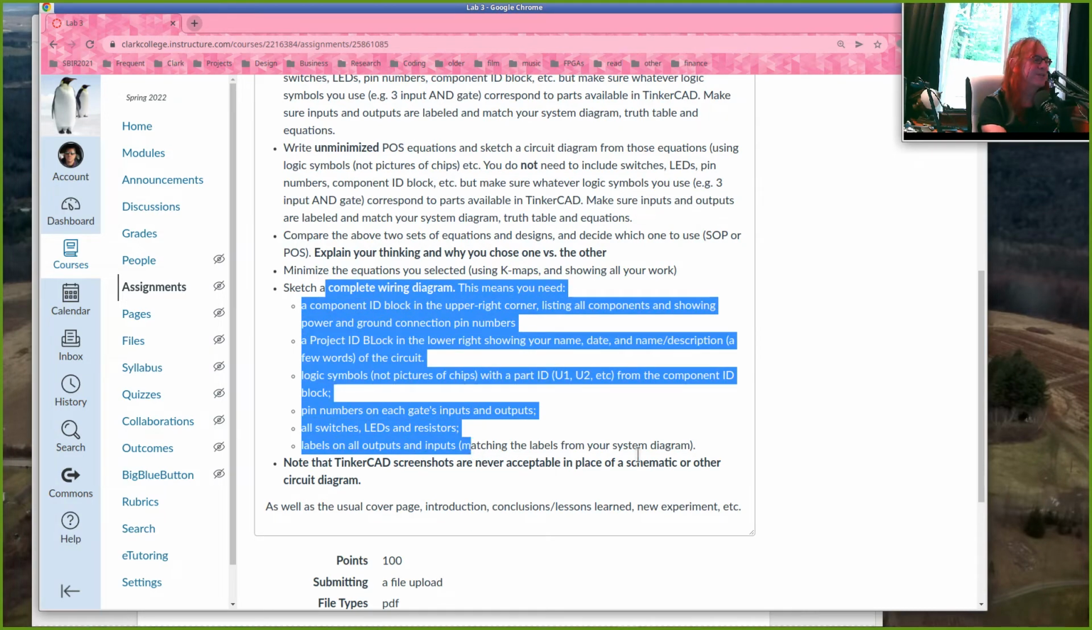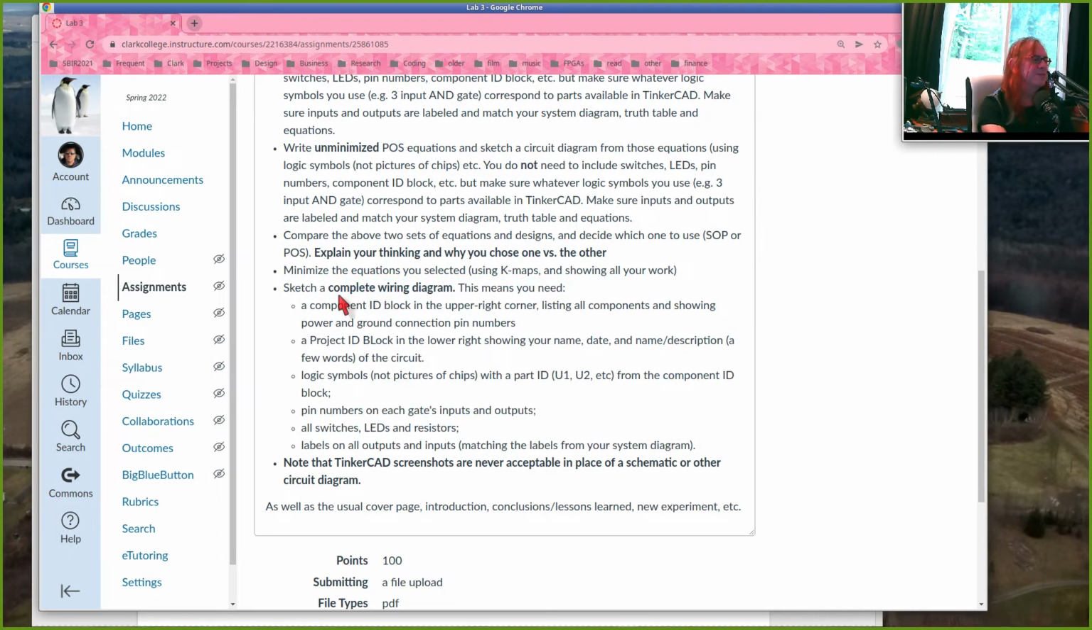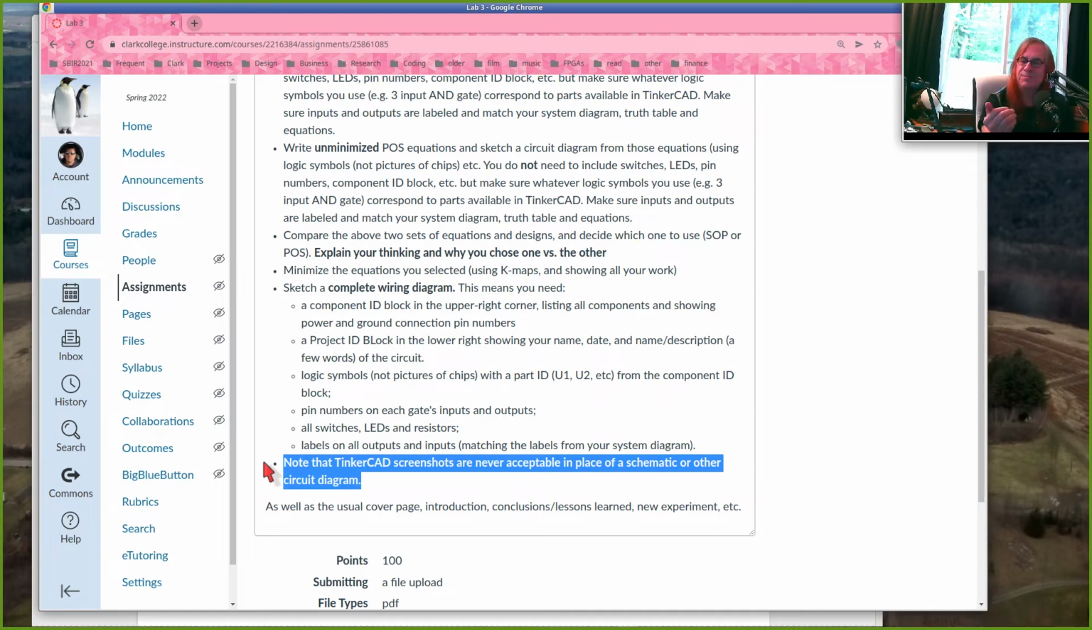complete wiring diagram. So this is where you have a component ID block in the upper right, a project ID block in the lower right, logic symbols, part IDs, pin numbers on all of the inputs and outputs of each and every gate, switches, LEDs, resistors, everything labeled, everything matching your system diagram and equations. Alright, and again in here, Tinkercad screenshots are great for showing your observations, for sharing those, as long as you describe what you're observing as well, but they do not take the place of a circuit diagram or a schematic diagram.